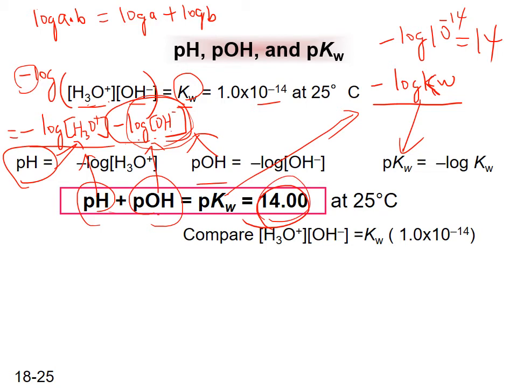Because the right side is a constant, if you increase one on the left side, the other must decrease. If you increase the pH value, pOH must decrease. This is similar to the earlier equation, where if you increase hydronium concentration, hydroxide concentration will decrease. And here, if you increase pH value, pOH will decrease.